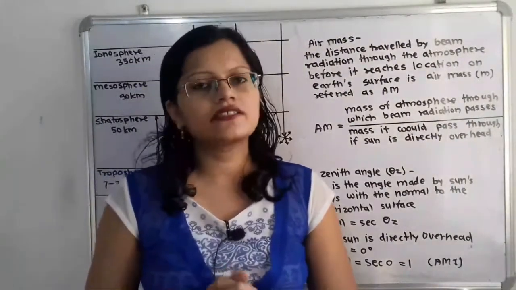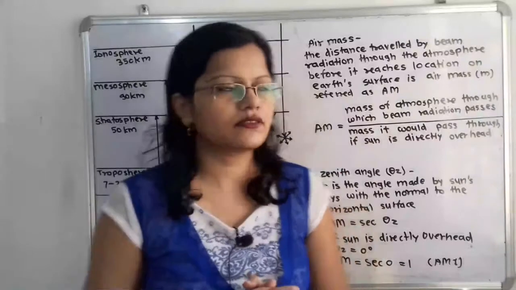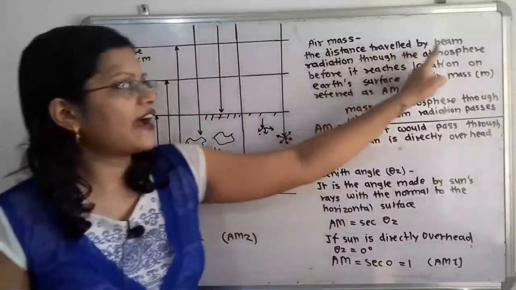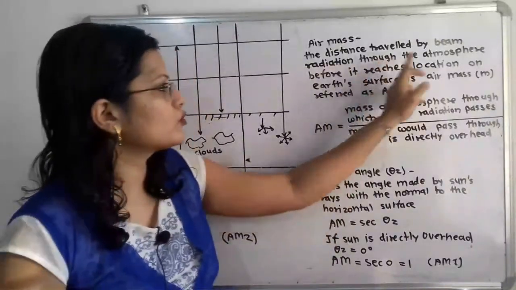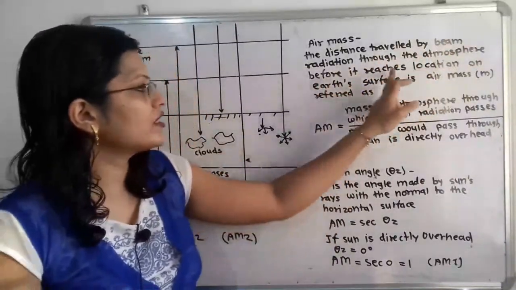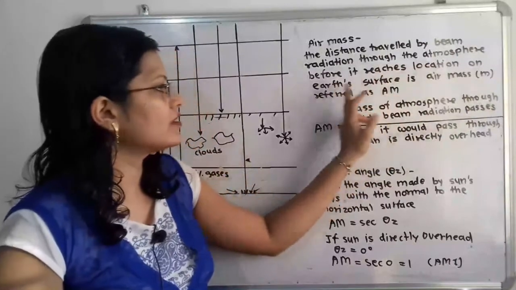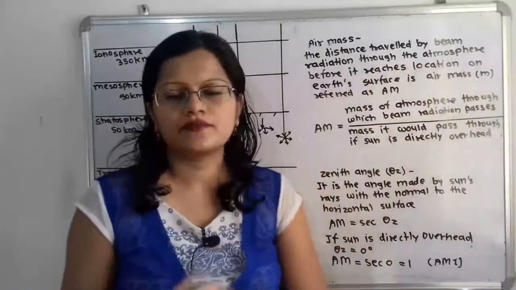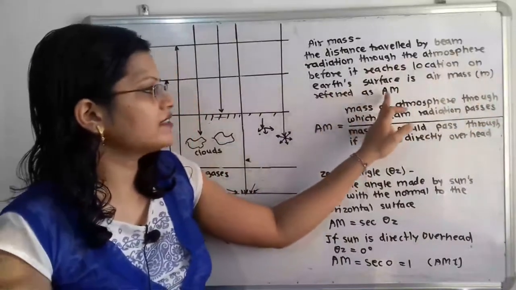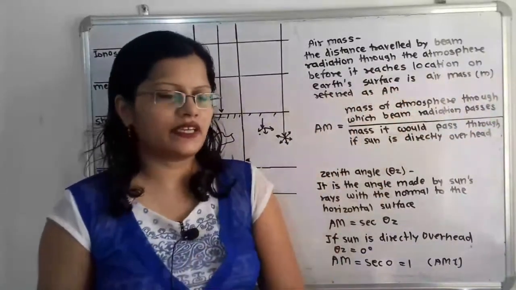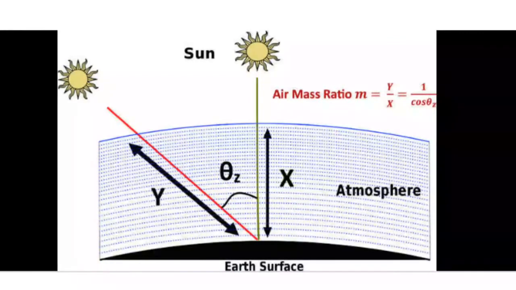Now we will understand the concept of air mass. The distance travelled by beam radiation, meaning direct radiation, through the atmosphere before it reaches a location on Earth's surface is air mass, and its notation is capital A capital M, that is AM. So how can we write this? We can write AM is equal to the mass of atmosphere through which beam radiation passes.